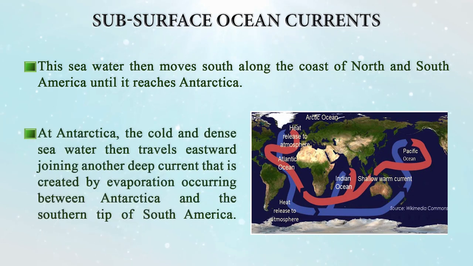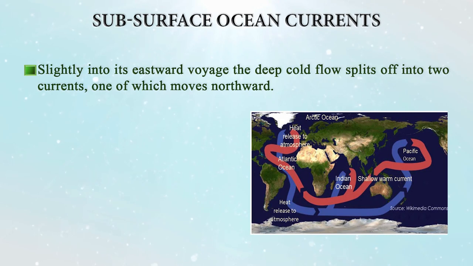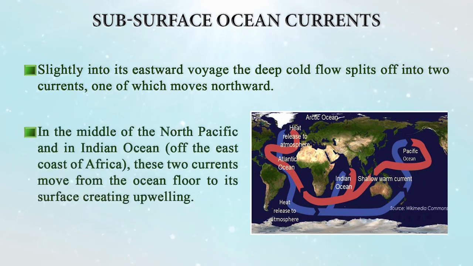At Antarctica, the cold and dense water then travels eastwards, joining another deep current that is created by evaporation occurring between Antarctica and the southern tip of South America. And slightly into its eastward voyage, the deep cold flow splits into two currents, one which moves northwards in the middle of the North Pacific and in Indian Ocean off the east coast of Africa. These two currents move from oceanic floor to its surface, creating upwelling.